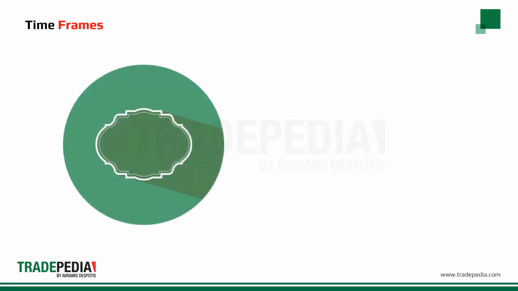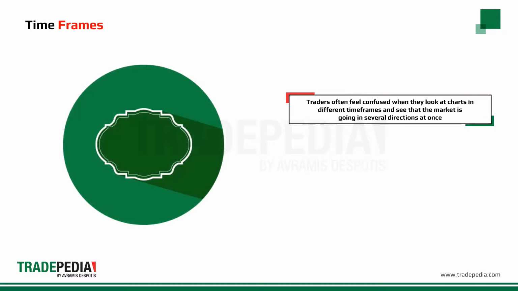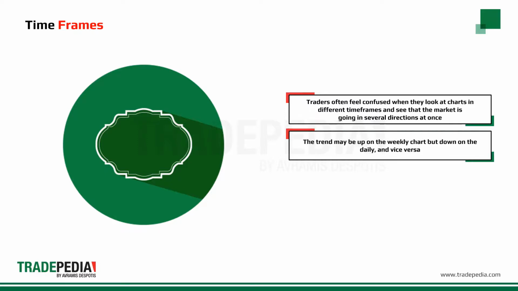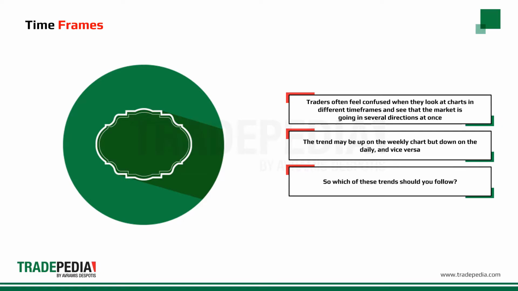Time frames. Traders often feel confused when they look at charts in different time frames and see that the market is going in several directions at once. The trend may be up on the weekly chart but down on the daily, and vice versa. So which of these trends should you follow? To understand more on this subject, let us see the following.